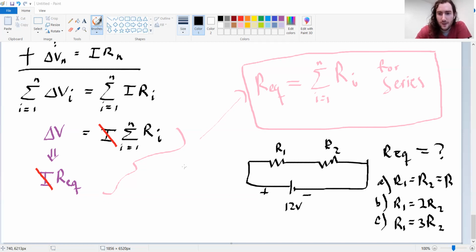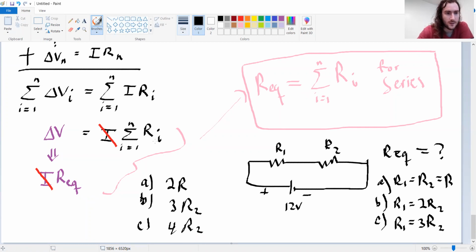I'll just give you the answers here for this example, since nobody will check answers against each other. So for part A, it should be 2R. For part B, it should be 3R2. And for part C, it's going to be 4R2. That one is just a nice, simple, easy one.